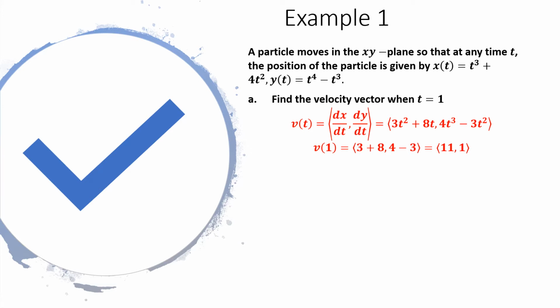Alright, now if I want to find the velocity at 1, I plug 1 into my function, so I get 3 plus 8, and then 4 minus 3, which is <11, 1>.